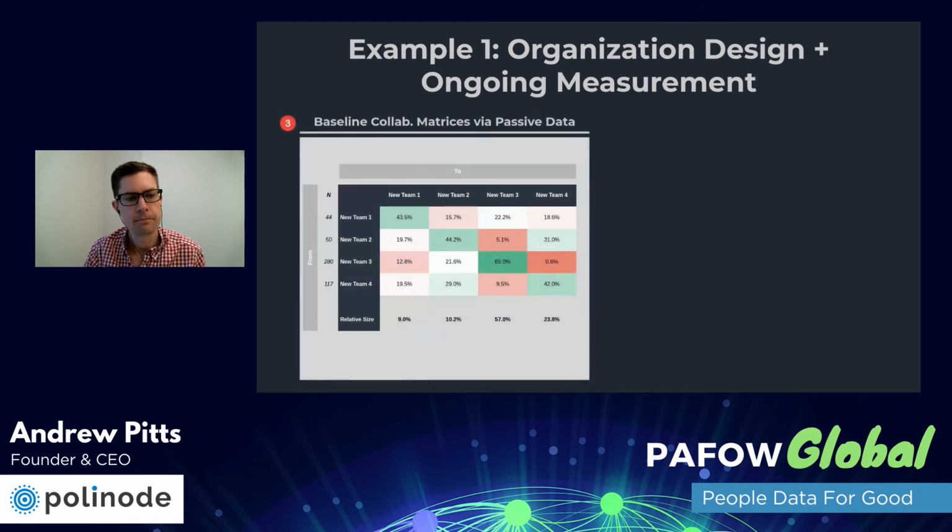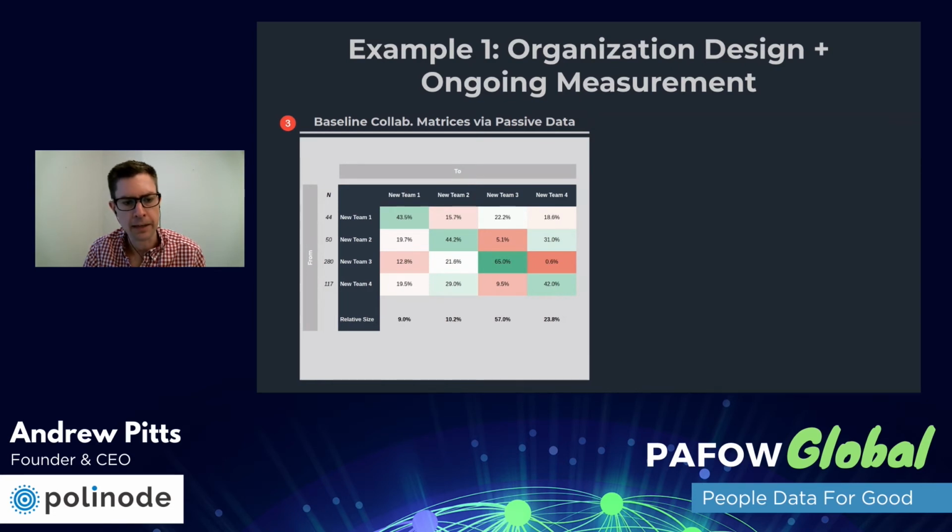And so the point here is, after we make some of those changes, and this is some simulated data to give you an idea, we have a collaboration matrix that we can have a look at as a baseline using the passive data. The way that you read this is that the row headings are the froms. This basically just means that 43.5% of the relationships from new team 1 come to new team 1 and 15.7% to new team 2 and so on.